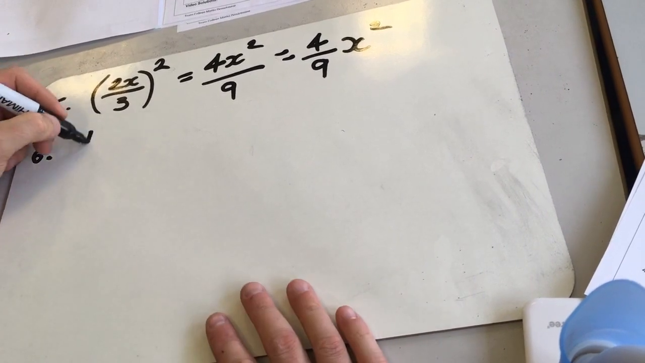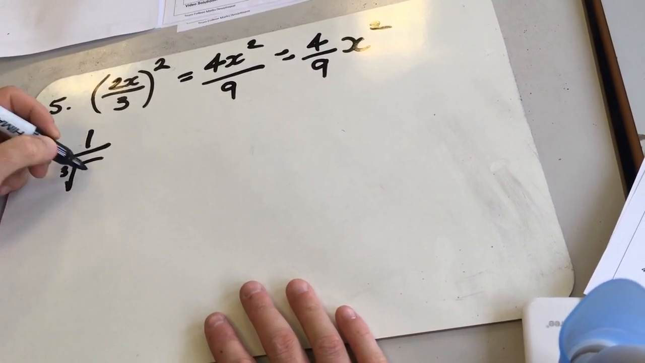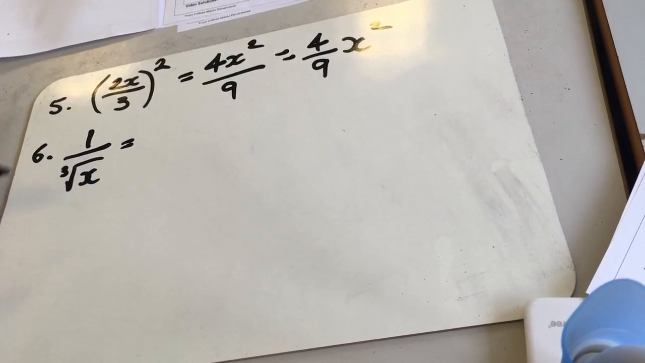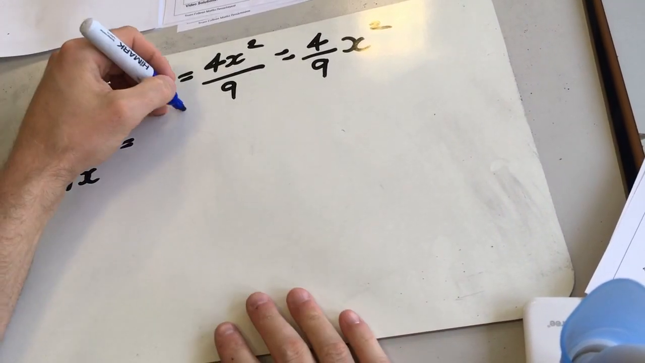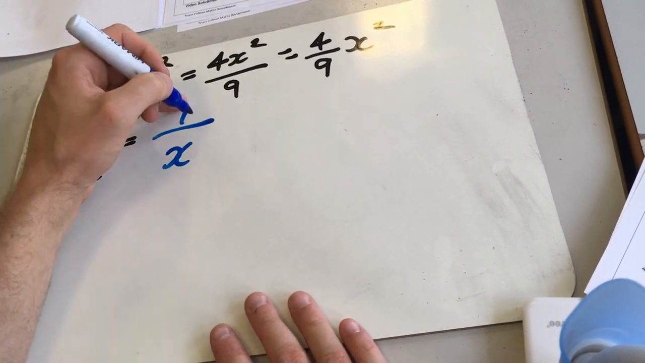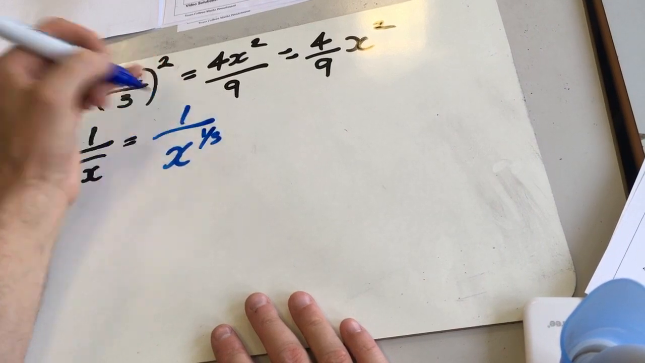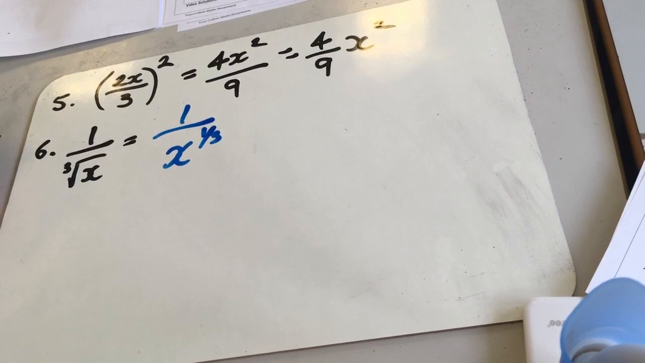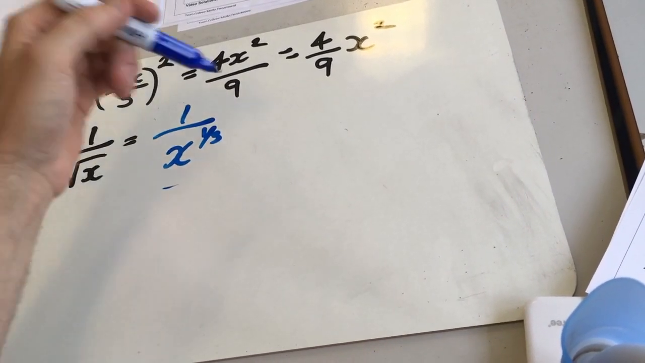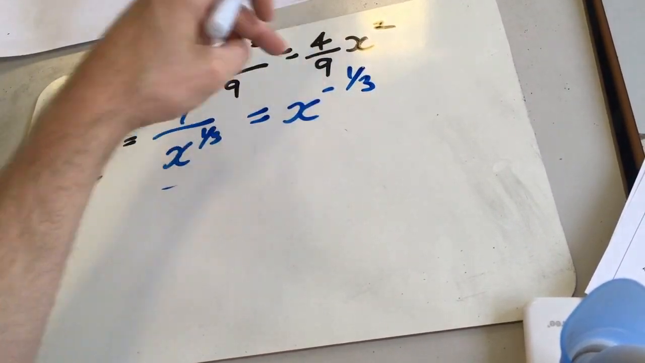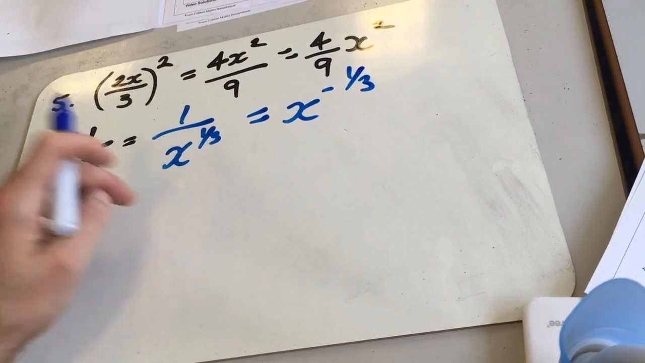Okay, question 6. We've got 1 over the cube root of x. So again, 2 bits. We want to bring the x up and we want to sort this root out. So let's do the root first. So we're going to get 1 over x to the power, a cube root is a third, similar to how a square root is a half. A fourth root would be a quarter, and so on and so on. So cube root is third. Now we're going to bring this up to the top. So we're going to get x to the minus 1/3. That minus tells us that we've brought it up. We've taken the reciprocal of it.